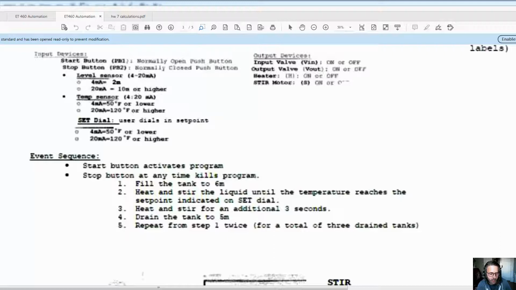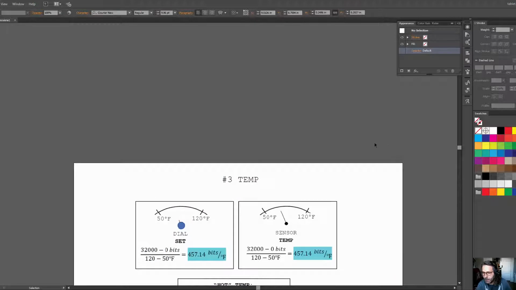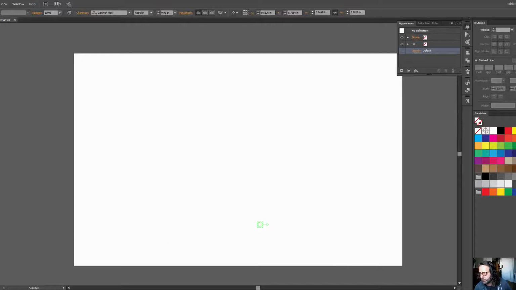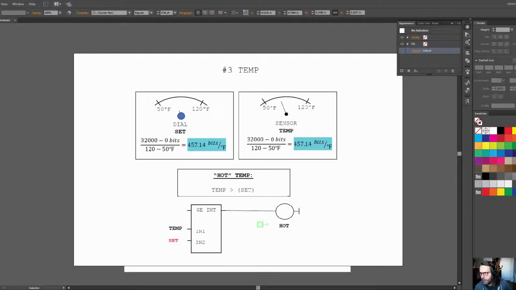Okay, so let's look at the calculations first. So I will pull up my calculations. So here's number 3. And I've tried to stay consistent with this system that I've developed. Here we are with number 3. The set dial and the temperature sensor are on the same scale, so you can see that they're matching. When you divide the 32,000 by the scale, you get 457.14 bits per degree Fahrenheit. It's the same.